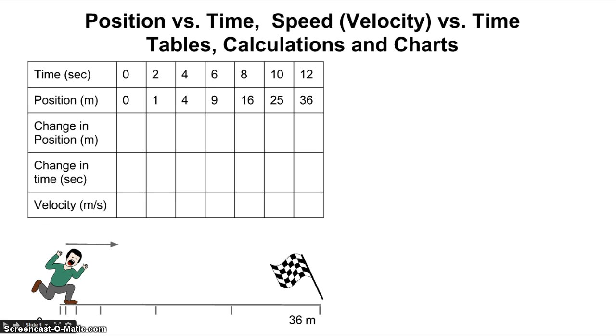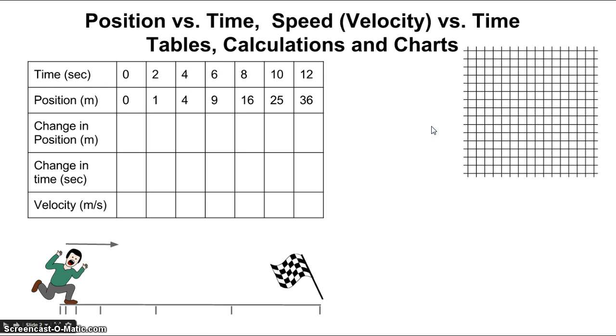Okay, we have our running man down here running toward the checkered flag, and at even time intervals, 2, 4, 6, 8 seconds and so on, we're checking his position. So our independent variable is when I choose to make the measurement, and the dependent is the distance I measure. So we want to create a graph.